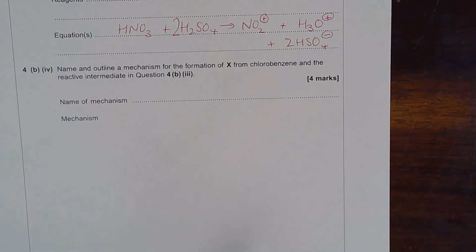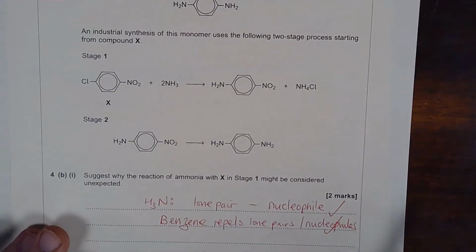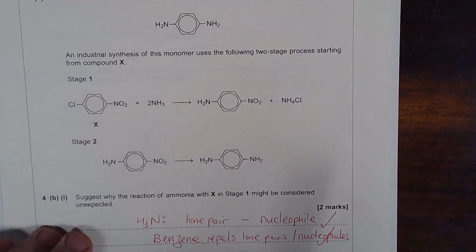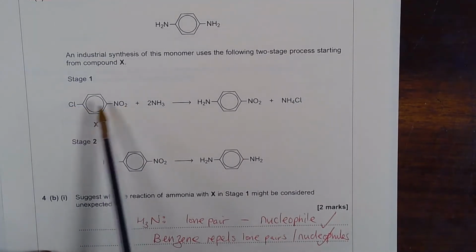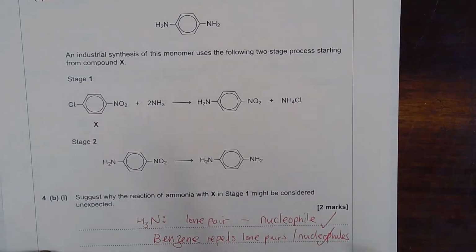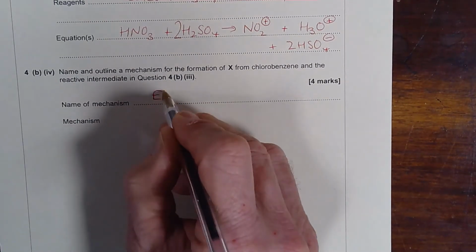So if we're looking for the formation of X from chlorobenzene, what we've got to do is take the chlorobenzene and nitrate it in such a way that we are able to form the product. If we look back here, we can see that the nitro group is going to attack in the 4 position. And so when we do the mechanism, we must stick with that. So the name of the mechanism is electrophilic substitution.